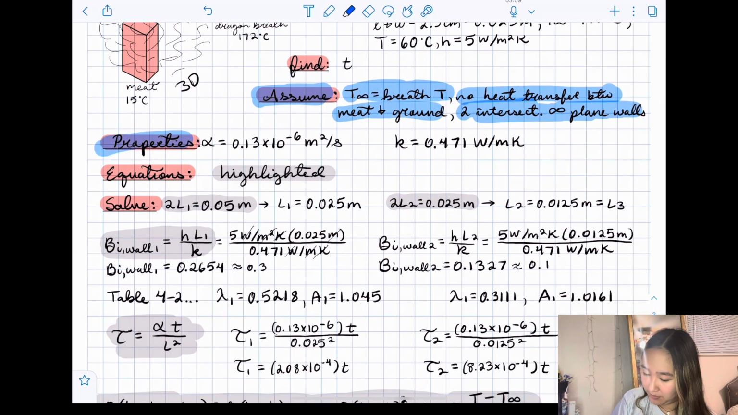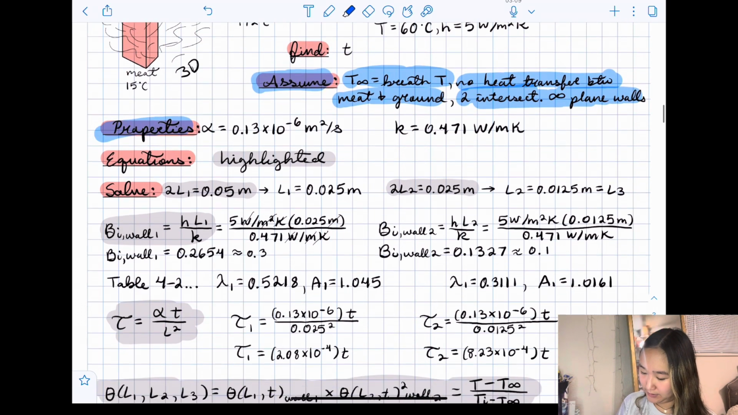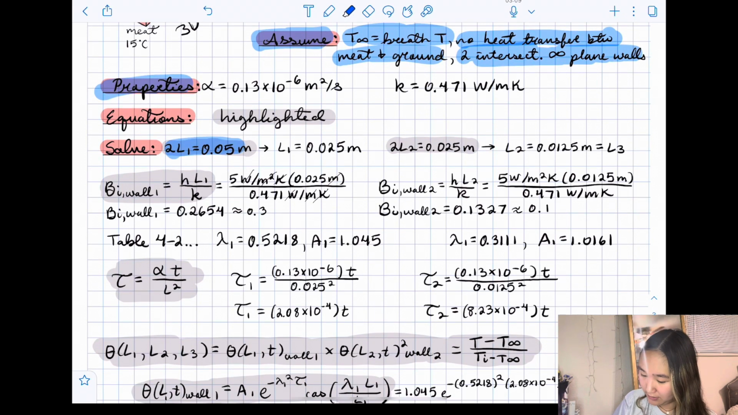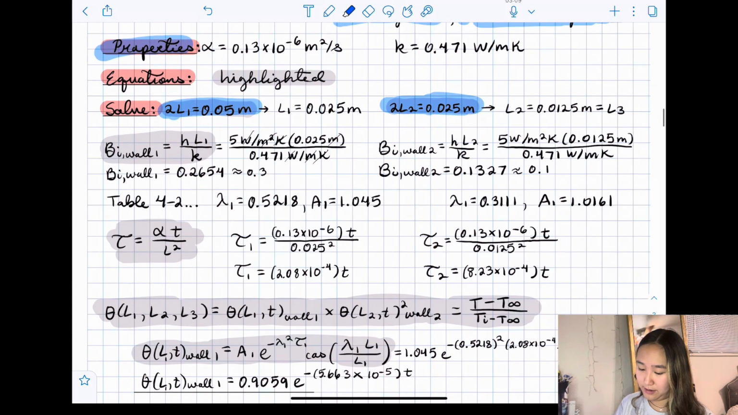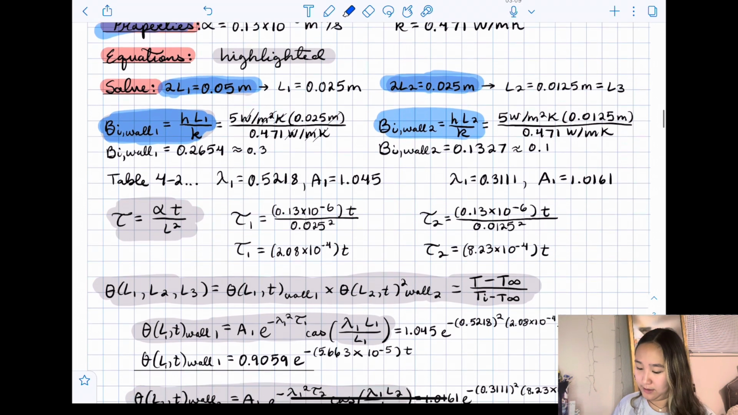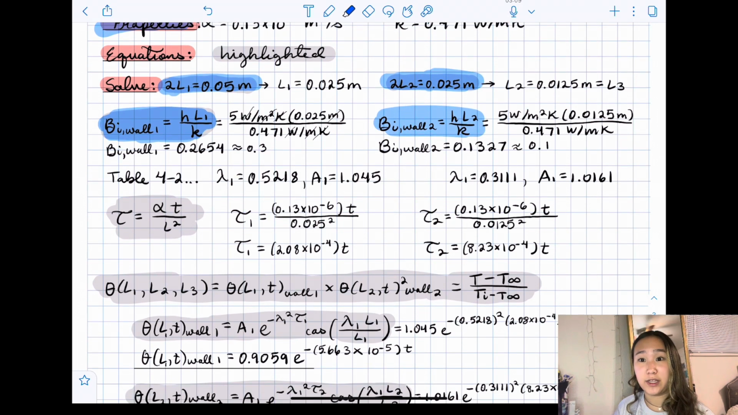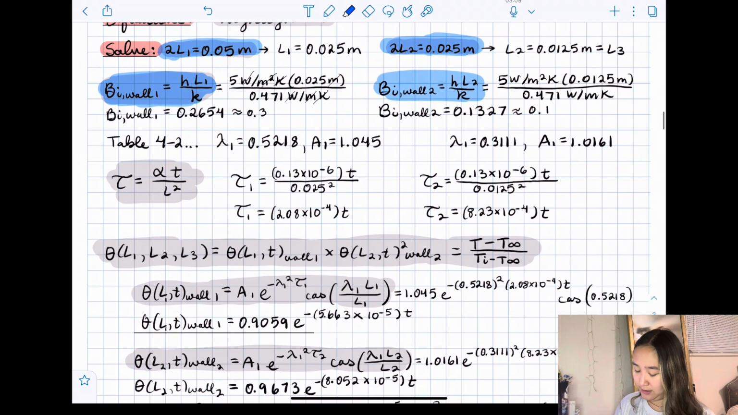So here are some properties, and here are the main equations that you have to use. So solving for the two different LCs for each side. You have to solve for two different Biot numbers, using each of the different lengths. So the one for the height, and then the base, tau.